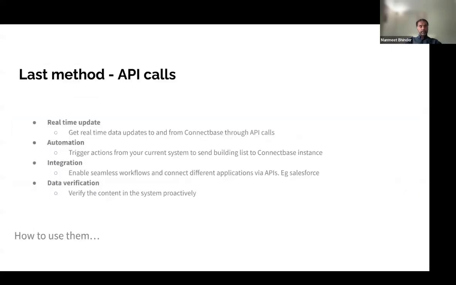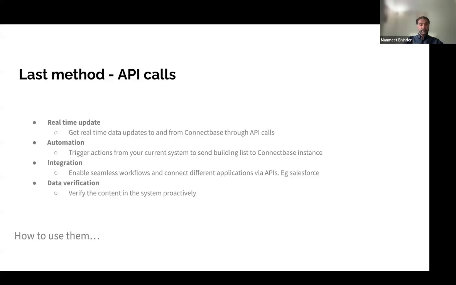The last method I want to go through is the API call. This is a little bit of an advanced method. API calls give you the real-time update. If you want to send data over to Connectbase through API calls, this is a real-time update. Automation, integration, and data verification.